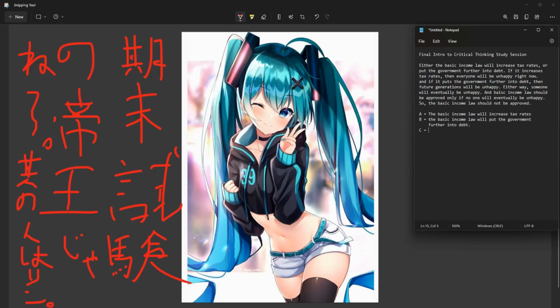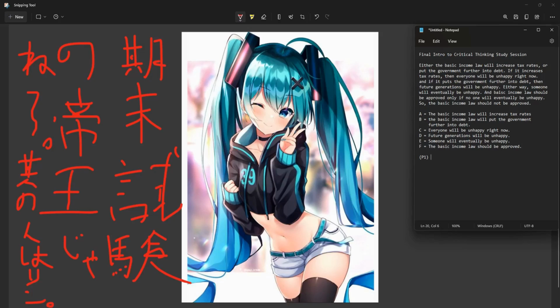C will be equal to everyone will be unhappy right now. D will equal future generations will be unhappy. E will be equal to someone will eventually be unhappy. And F will be the basic income law should be approved. Now that we have our statements, let's begin.